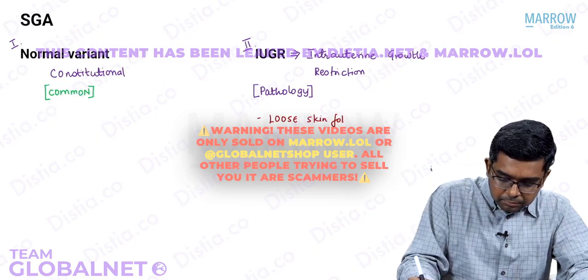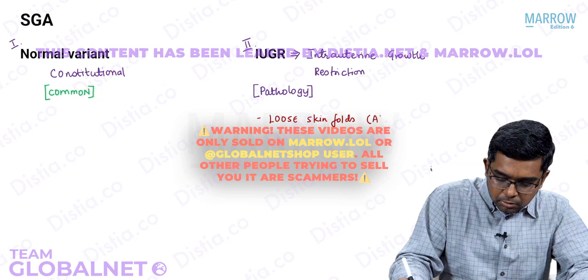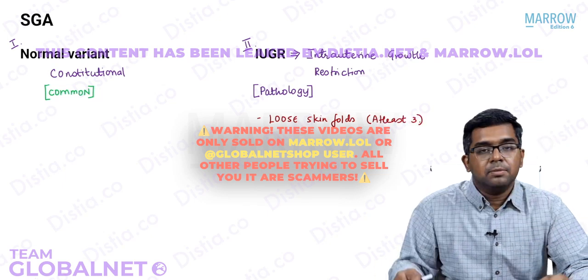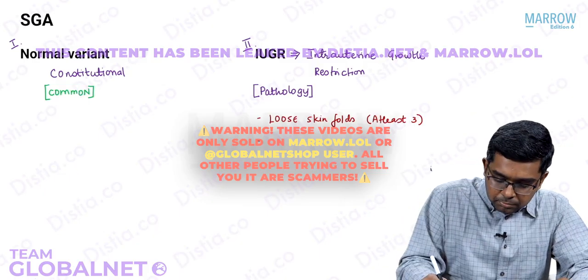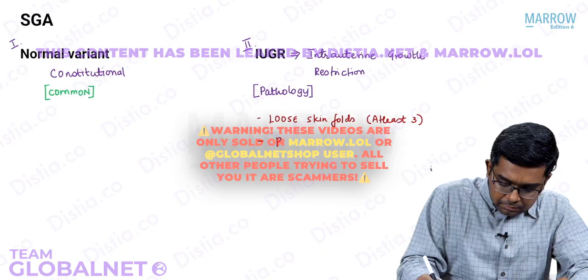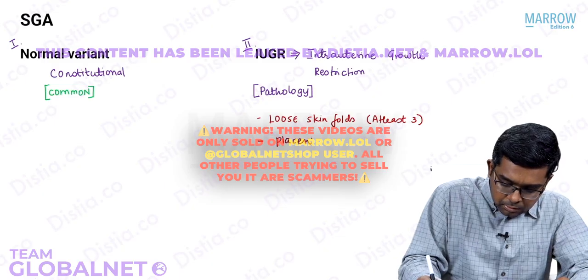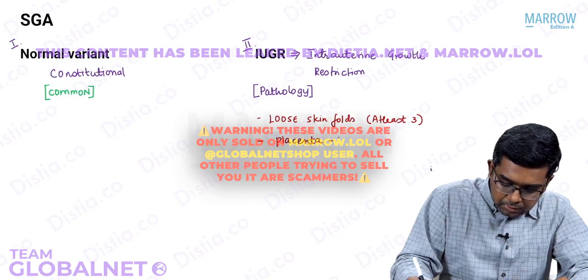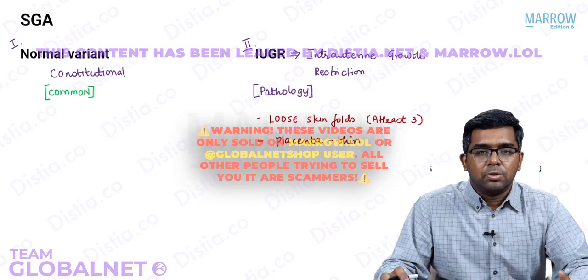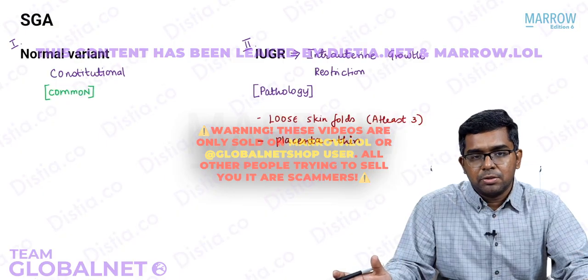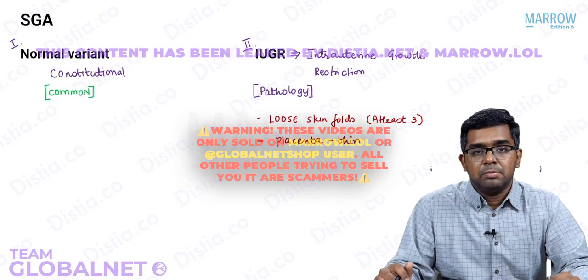According to the criteria, at least 3 loose skin folds should be present to call a baby as suffering from intrauterine growth restriction. Number 2, the placenta would appear thin. Even the umbilical cord would appear thin. This is not a very important distinguishing point, but just an additional point to be remembered.